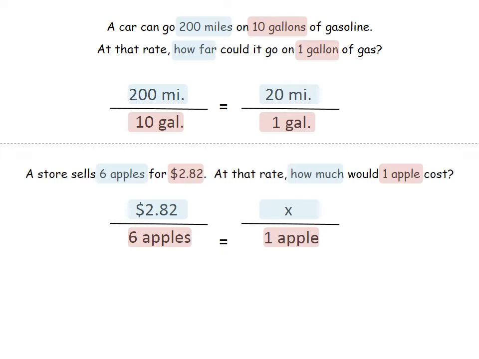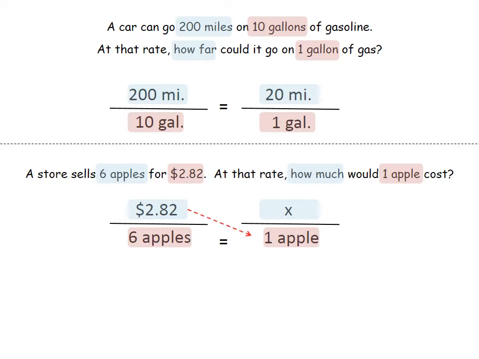what we're trying to do to solve this problem. Now this time, if we just look at the ratio on the left-hand side, it's not quite as easy to see the relationship as it was in the prior problem. It was pretty easy to see in the first problem that 200 was 20 times 10. This is a little bit more difficult. So what we're going to do is solve this problem in a slightly different way. We're going to do some calculations to try to figure out how much 1 apple would cost.